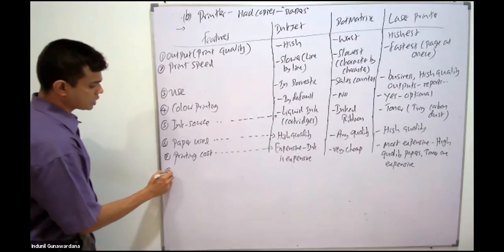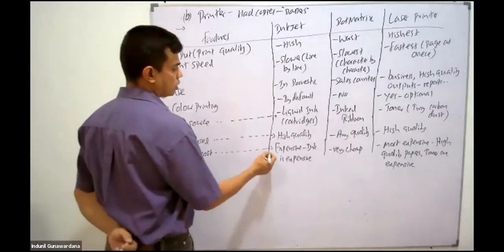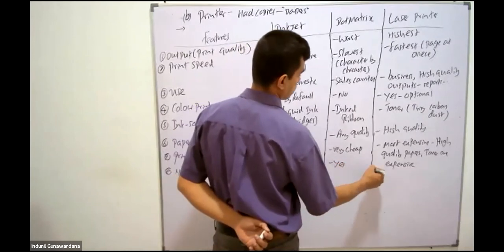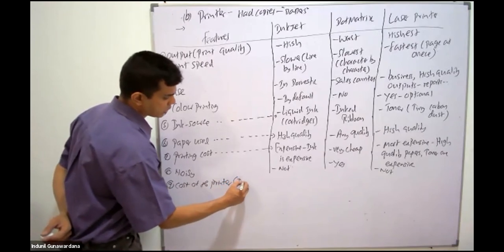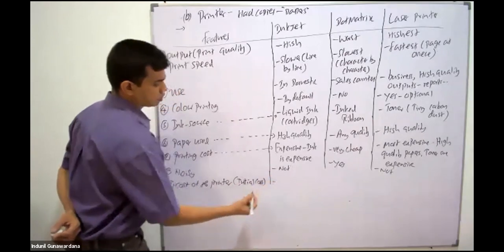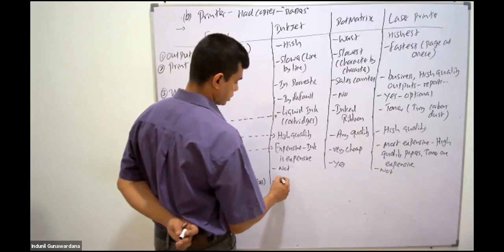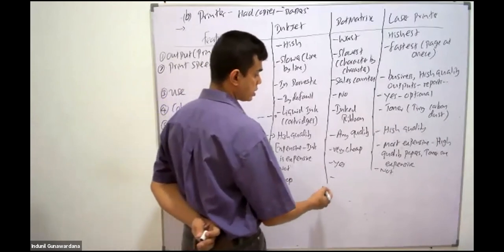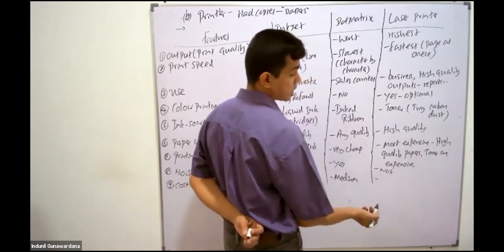Then the next one is noisy. Then inkjet is not, whereas dot matrix is yes. This is still not. Cost of the printer, we can call it as initial cost. The initial investment we have to make: inkjet, cheap. Then in the dot matrix, it's medium, moderate. Laser, the printer is quite expensive.